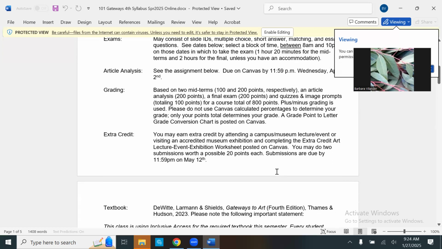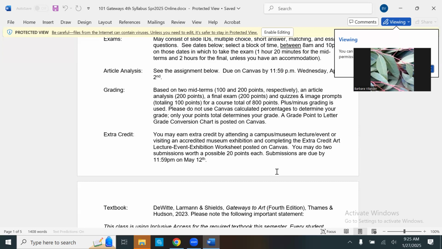So you can do extra credit, and this is true for all the classes. You can attend a campus or museum lecture event or visit an accredited museum. And then there's an extra credit worksheet that you fill out to get that extra credit. So if you're in the Santa Barbara area and you want to attend on campus, we have an Atkinson Gallery on campus at SBCC. If you want to attend an opening or an event or a lecture or something there, you can do that.